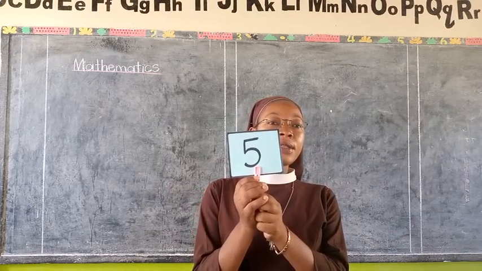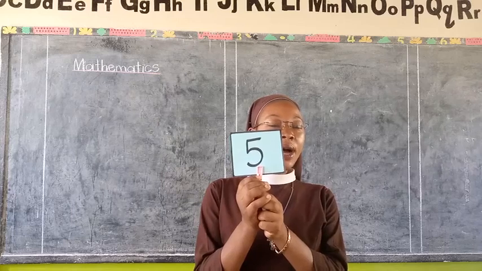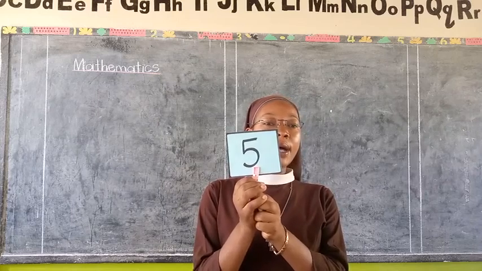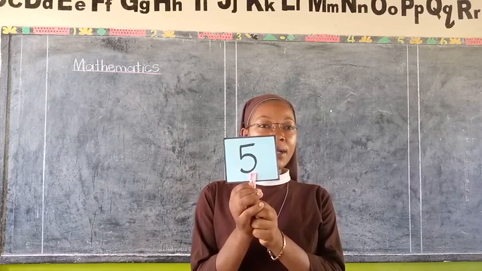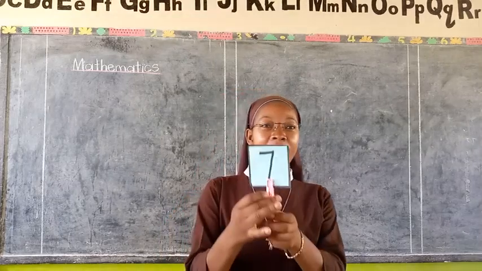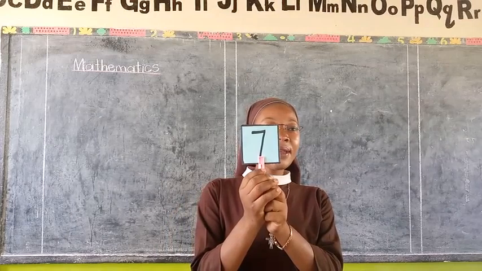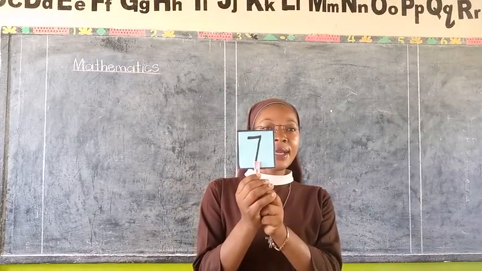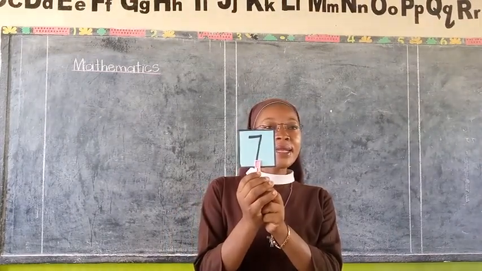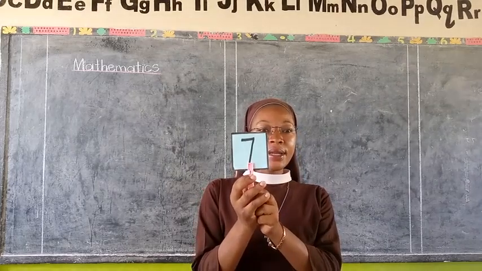Number 5 is a one-digit number. And it also has one place value, and that is the ones. Can you read for me this number? Everybody read this number. Thank you. 7. 7 is another example of a single-digit number.